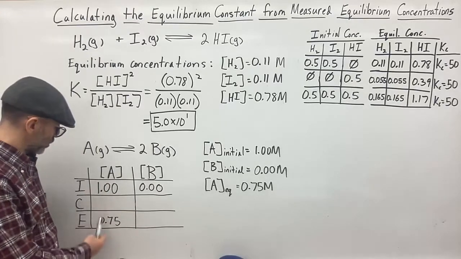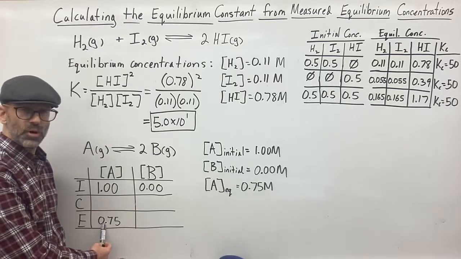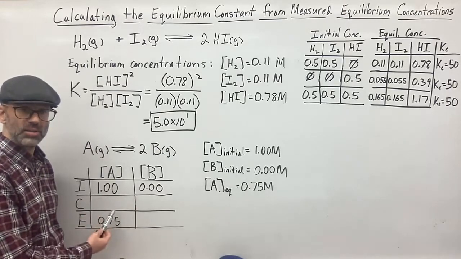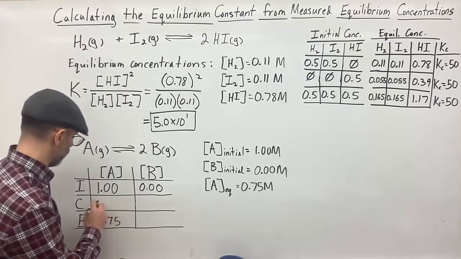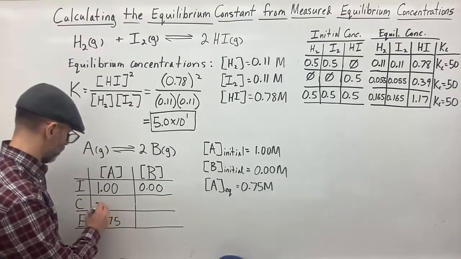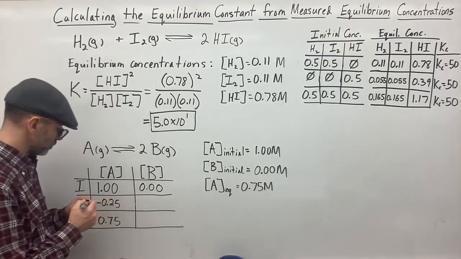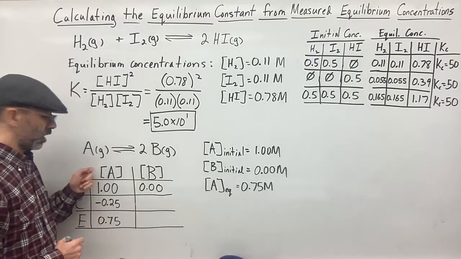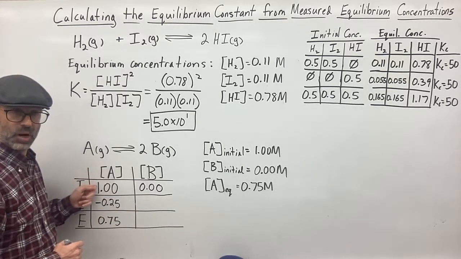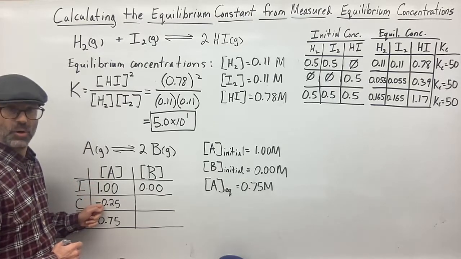So now I can fill in the rest of the table. So what is the change? Well, I went from 1 to 0.75. That means I lost 0.25. So the way I'm going to do this, I'm going to just put a negative. I lost negative 0.25. So that's the change in the concentration of A. So A went from 1 to 0.75. That's a change, a loss, of 0.25 molar.